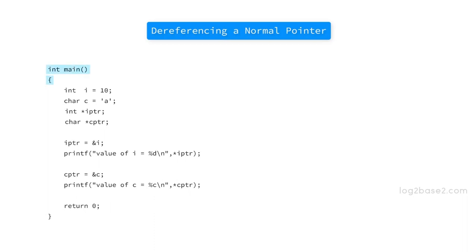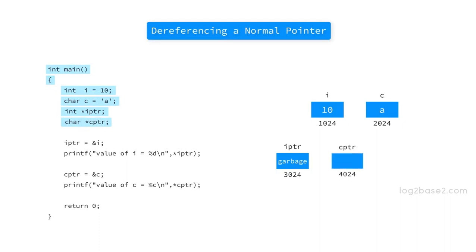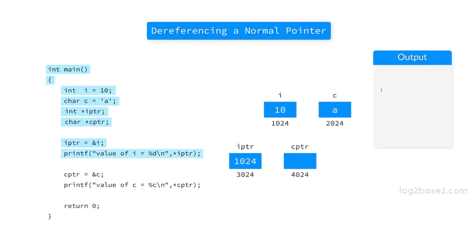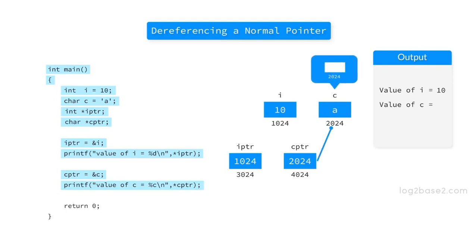See this program, we have integer variable i equal to 10 and character variable c equal to 'a'. Now we create two pointers, one integer pointer iptr and one character pointer cptr. iptr stores the address of i. So when we print *iptr, or value at iptr, the compiler exactly knows it is an integer pointer, so it reads 4 bytes of data from the base address and we get 10. cptr stores the address of c. So when we print *cptr, the compiler knows it is a character pointer, so it reads 1 byte of data from the base address and we get 'a'.